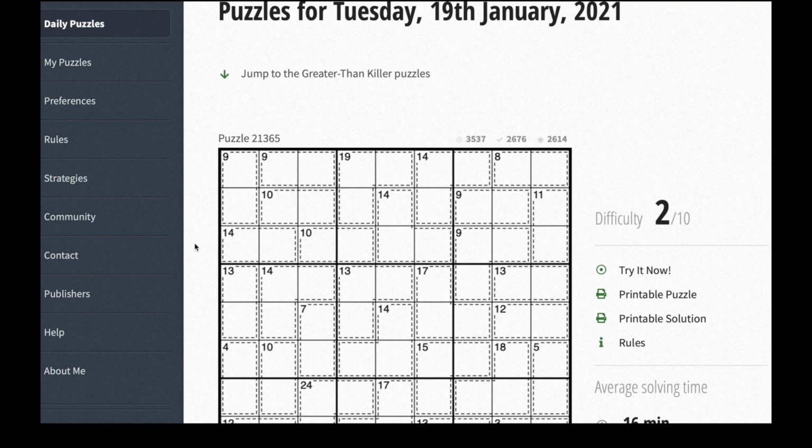We've got a nice 2 out of 10 difficulty Sudoku to start with today, so give yourself a few minutes off, grab a cup of tea or coffee, and let's get into it.